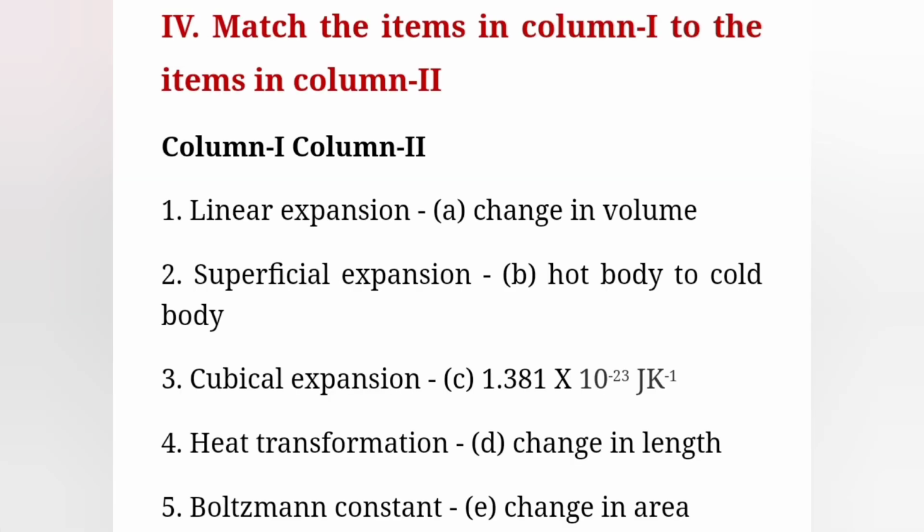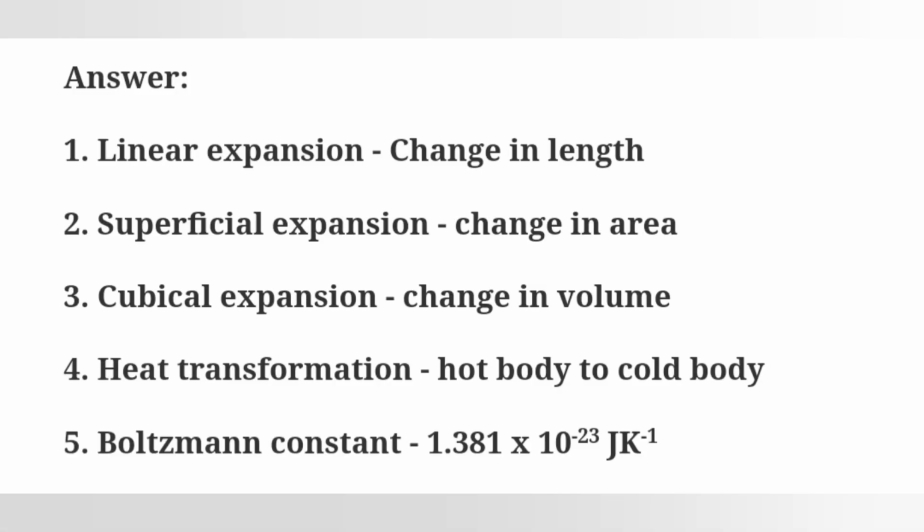Fourth Roman letter, match the items in column 1 to the items in column 2. First one, linear expansion, answer, change in length. Second one, superficial expansion, change in area. Third one, cubical expansion, change in volume. Fourth one, heat transformation, hot body to cold body. Fifth one, Boltzmann constant, answer, 1.381 × 10⁻²³ J K⁻¹.